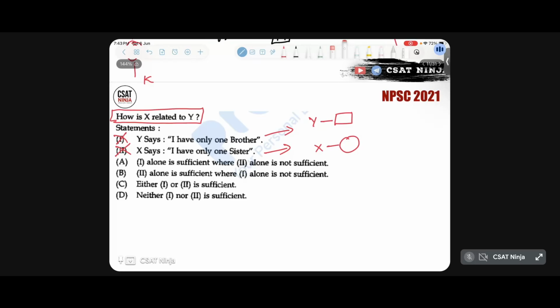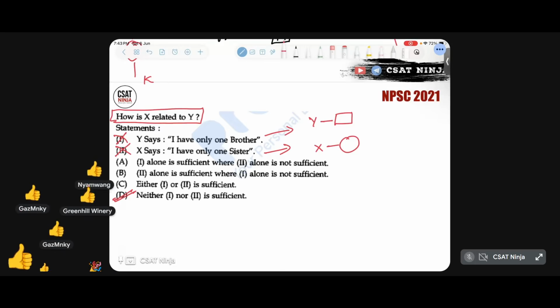So if you look here carefully, there is no common element between these two. That means using both the statements, it is not sufficient, which means neither 1 nor 2 is sufficient to answer this one. I hope you're clear with this. You can give a thumbs up, we can move on.